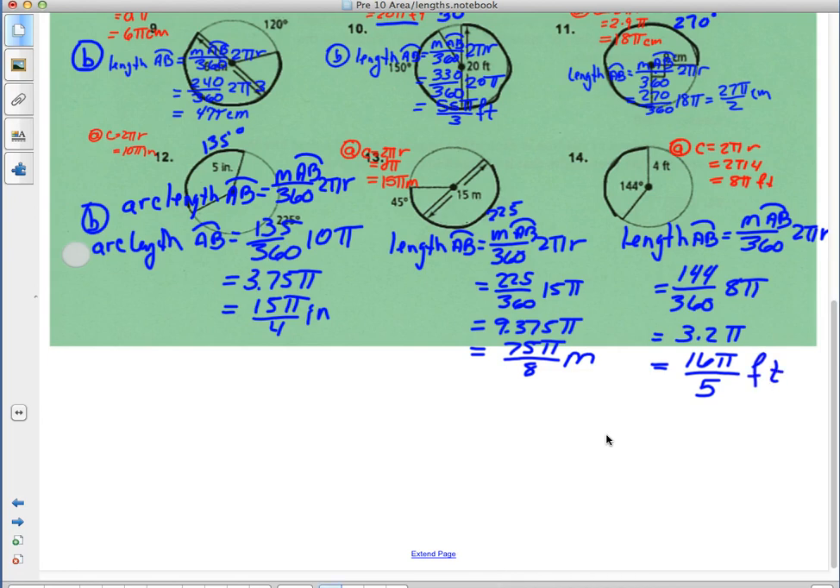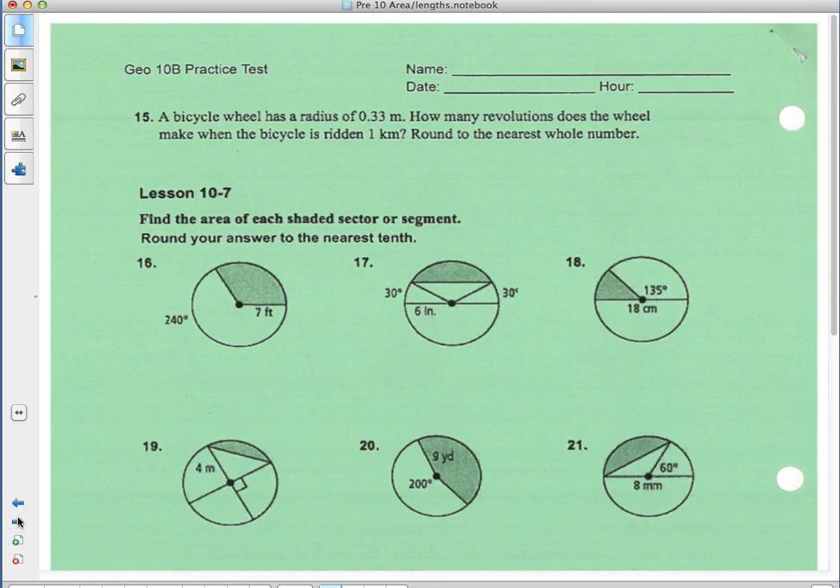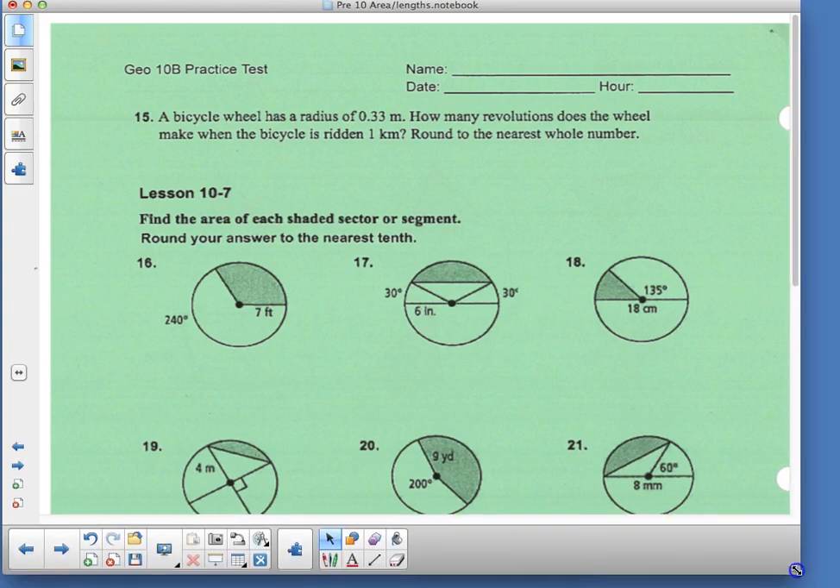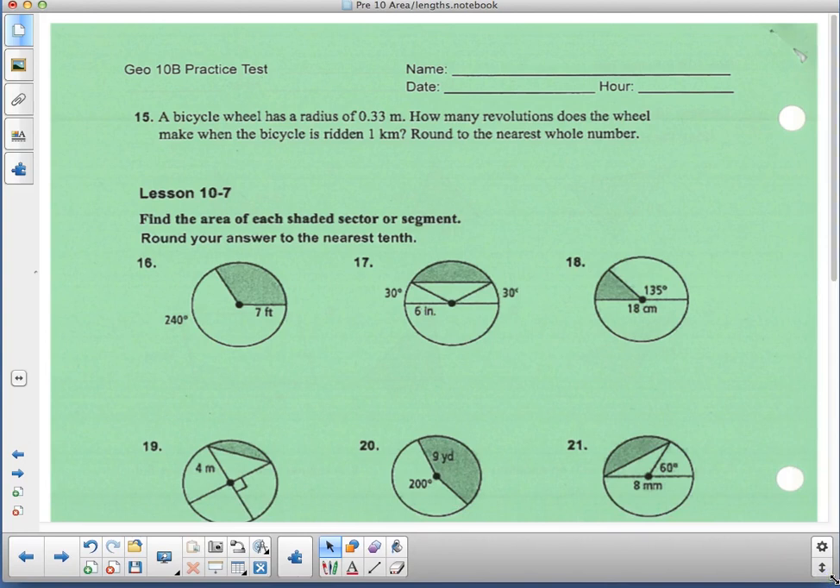Now, as we slide on here, and we save things, let's bring this down a little bit so I can actually function a little bit. A bicycle wheel has a radius of 0.33 meters. Okay. And I've got, how many revolutions does a wheel make when the bicycle is ridden 1 kilometer? Round to the nearest whole number. Well, how many revolutions does a wheel make? I've got to look at this and go, well, circumference is equal to 2 pi r.